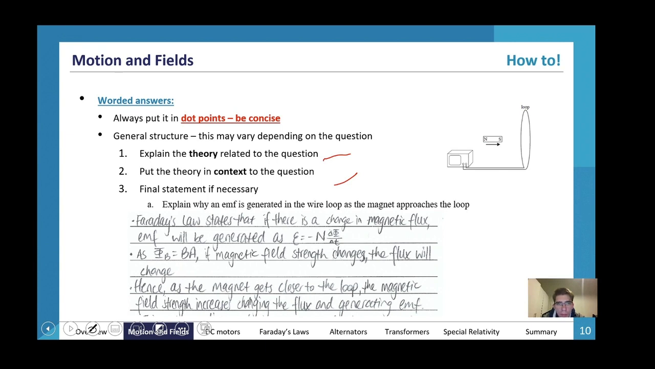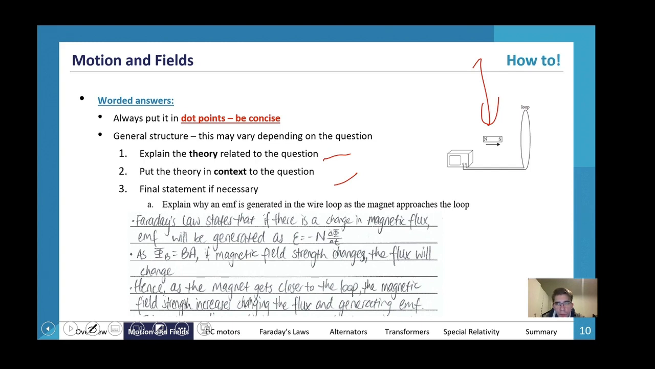For example, if the question asks, explain why an EMF, an electromagnetic force, is generated in the wire loop as the magnet approaches the loop. We're talking about this case, it's talking about Lenz's law, you need to state Faraday's law, so the theory. Faraday's law states that if there is a change in magnetic flux, EMF will be generated according to the formula, multiplied by change in flux over change in time.